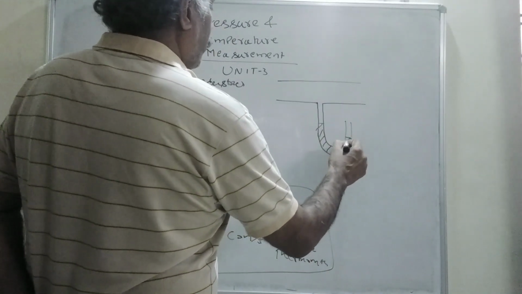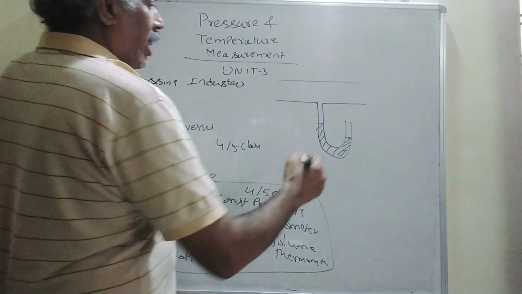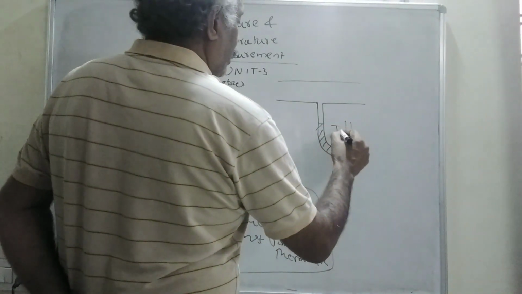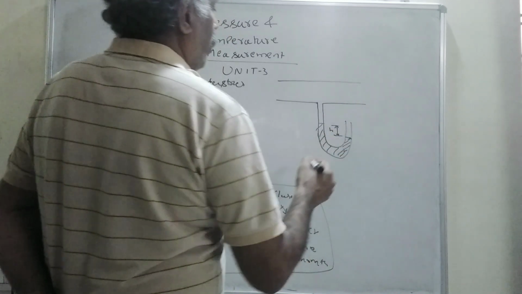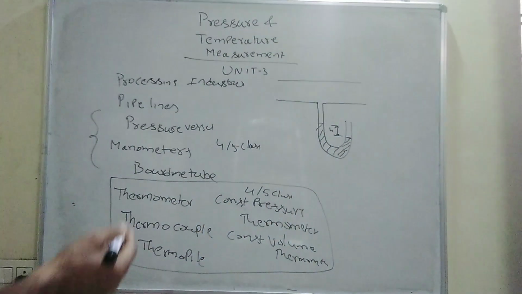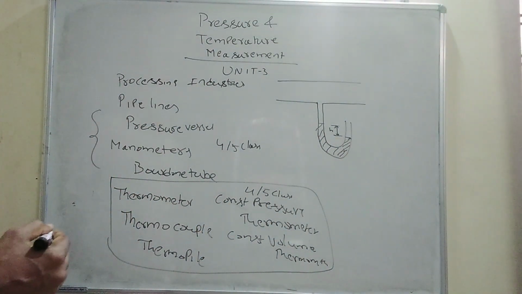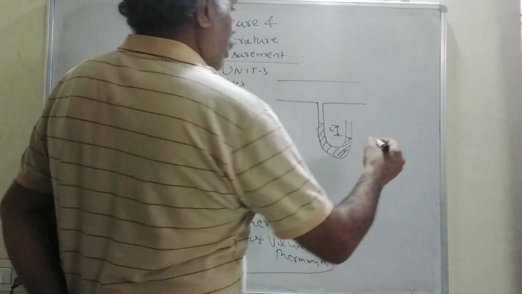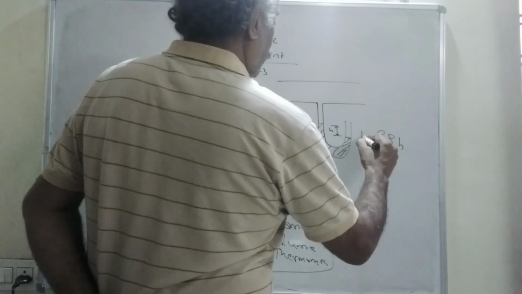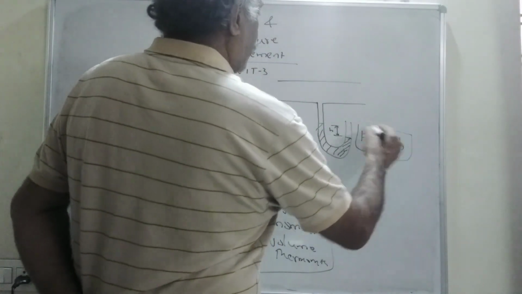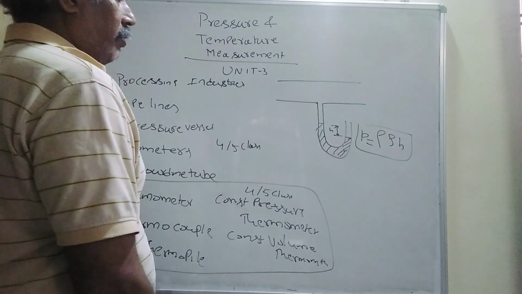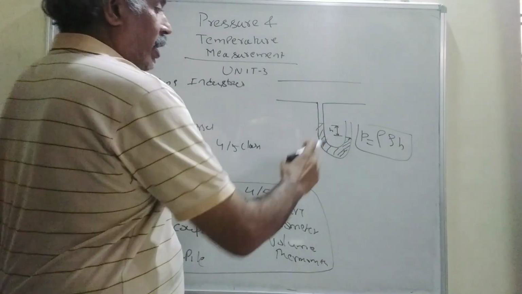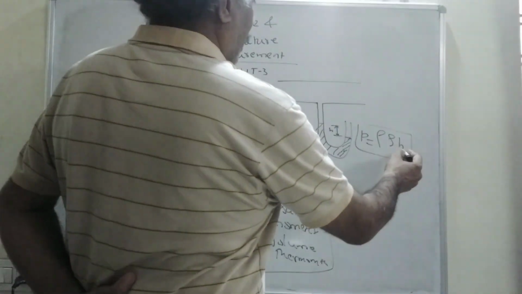So mercury is normally preferred, and depending upon the height h in the measuring column, we are going to determine the pressure of the flow. That means rho g h. Pressure is equal to rho g h. This is the formula. Rho is the density of the manometer liquid, which is noted, and h is the height of it.